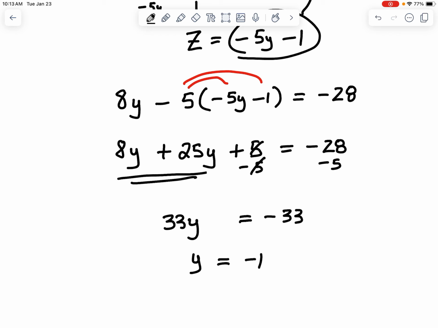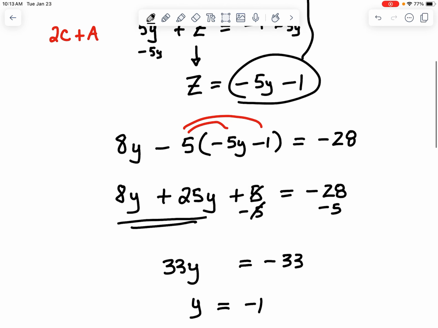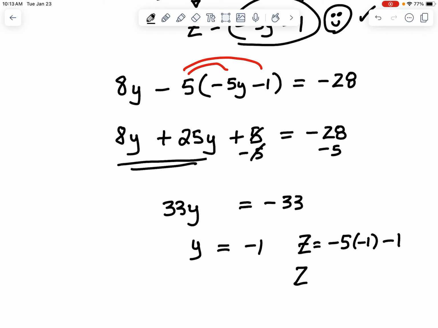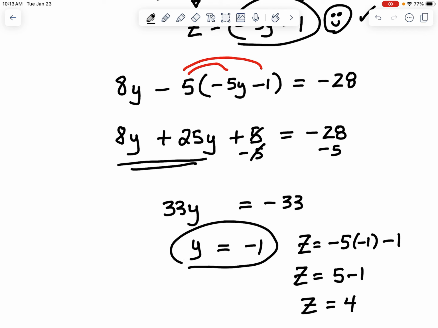And then I can just go back to this one right here to find out what z equals. So substitute the y as negative 1. So z will equal negative 5, and then y was a negative 1, and then minus 1. And there, we're done with that. So let's see, that's going to be a positive 5 minus 1, so z is equal to 4. All right, we have 2 out of the 3 answers. Now we just need to find out what x equals.